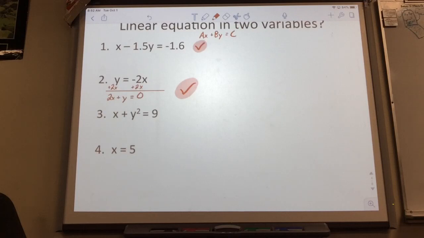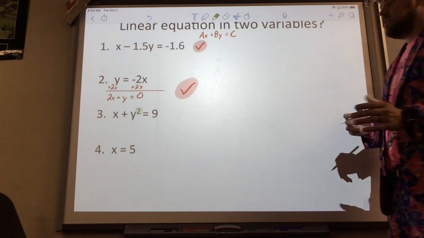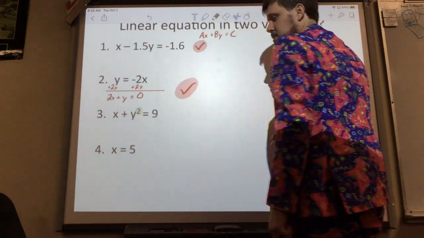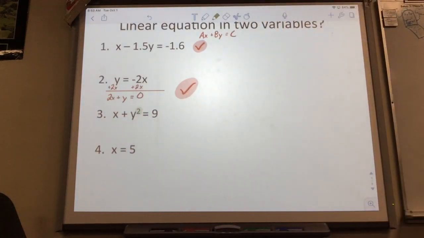Okay, what about number 3? What makes it a no? Because the squared is not allowed to be there. So everything else about this is perfect. All the letters are on the left. There's no negative or fraction here. All right, so everything else about that's perfect except for that exponent. The exponents have to be 1, so this is not linear in two variables. That is a quadratic, which is that U-shaped one that I drew earlier.